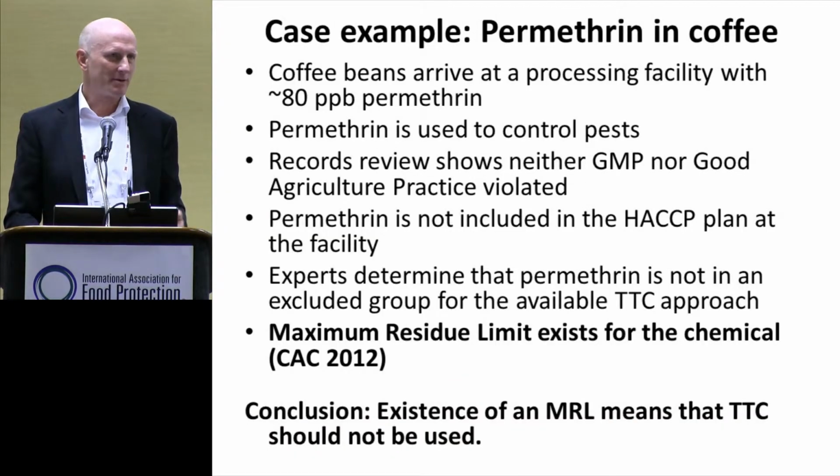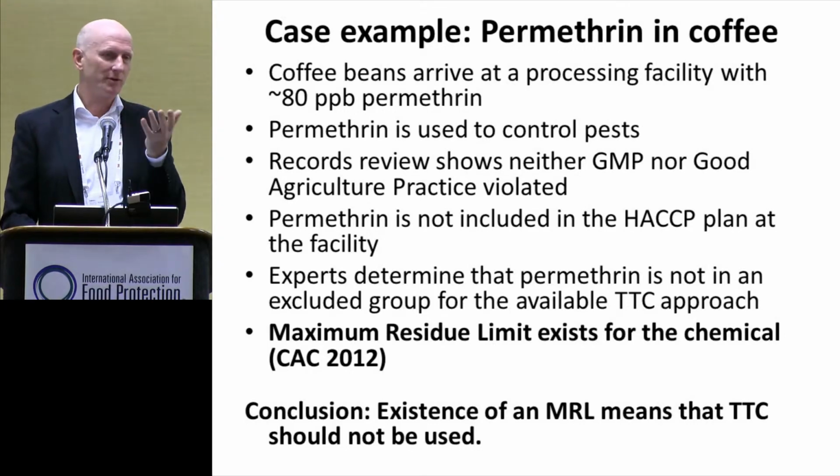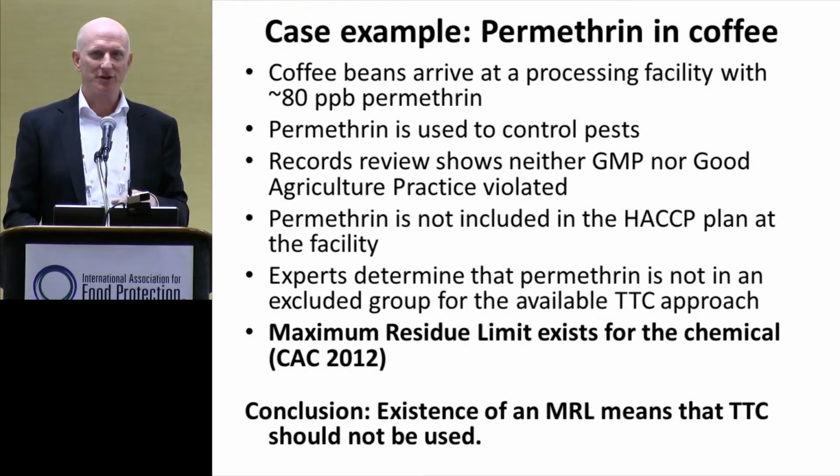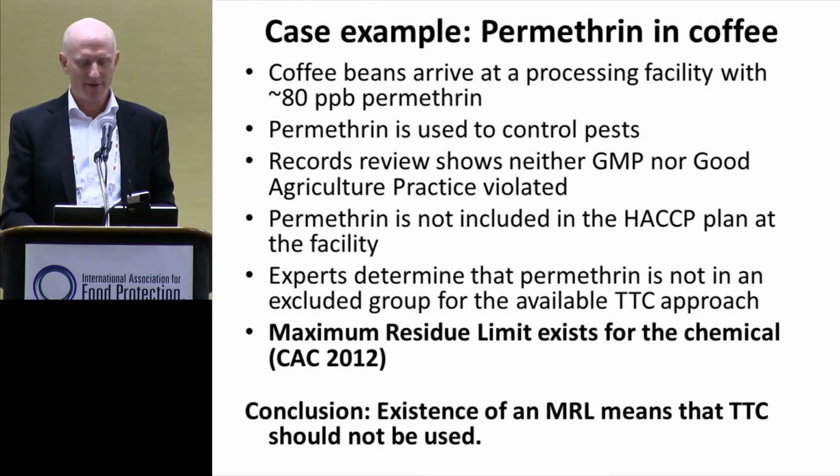So think of a contaminant, permethrin, in coffee. Coffee beans arrive at your processing facility with 80 parts per billion of permethrin. You're wondering what to do. Should I do anything? Those of you who know what permethrin is already know the answer to this, but we know that it's a pesticide used to control pests. Records show that GMP and good agricultural practice were violated, resulting in us finding this material in our foods. It's not included in the HACCP plan for that particular facility. Experts determine that the permethrin is not in an excluded group. Okay, so you've used an expert panel. They say that it's actually included in the TTC, but actually there's an MRL for this. So that kicks you out. You can't use TTC.